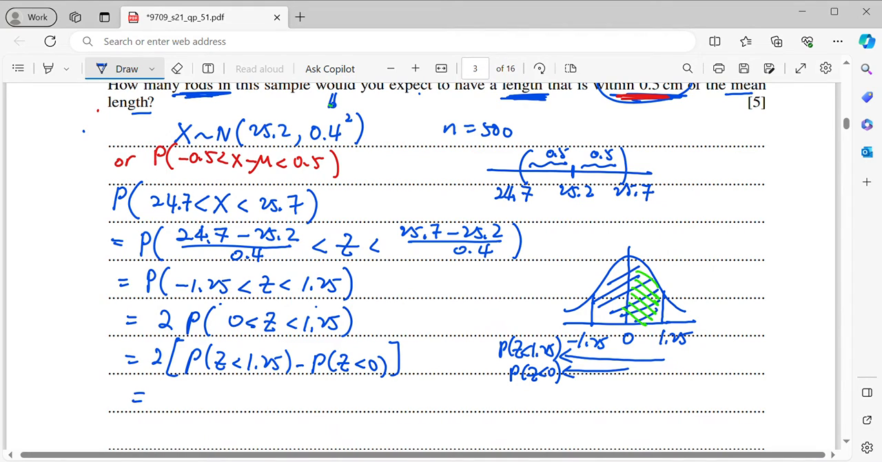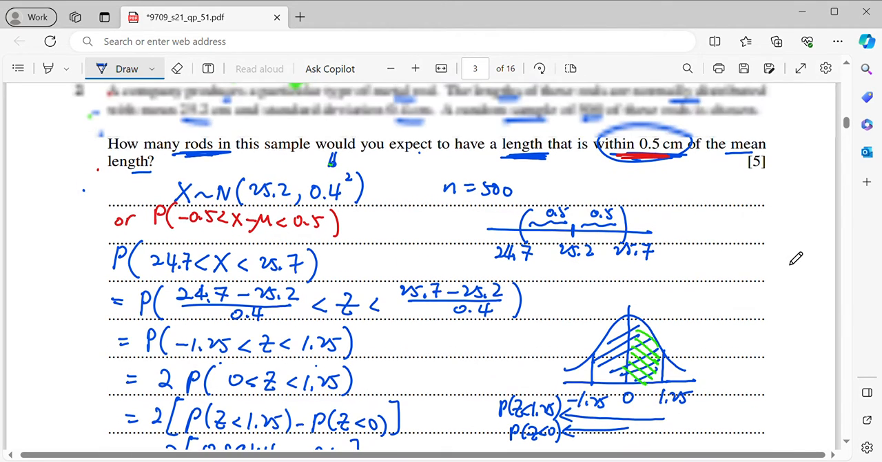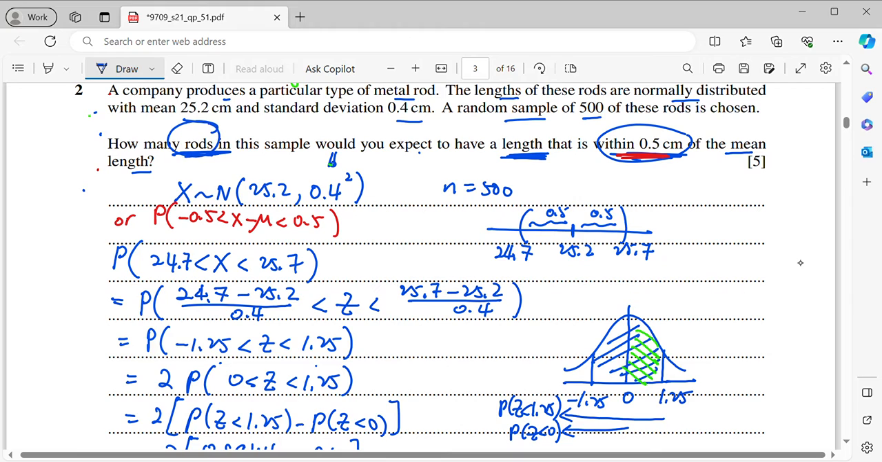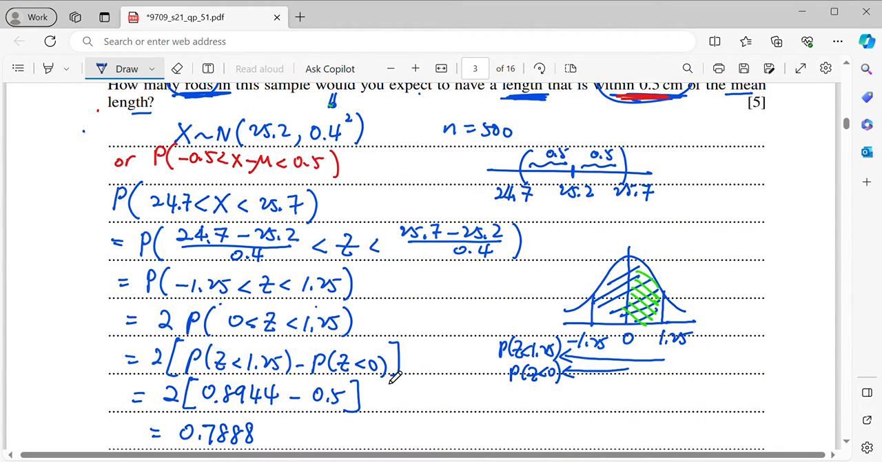Then from the formula table, you can get the normal table. You can get the first probability, which is 0.8944, and the second probability is 0.5. Then when you simplify, this is going to be 0.7888. Now for your information, the question is asking for how many rows out of the 500 have this interval of the length.